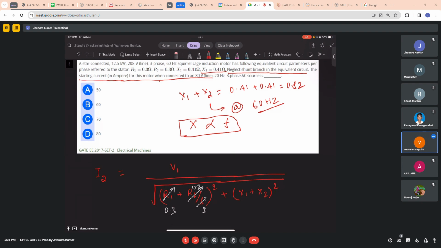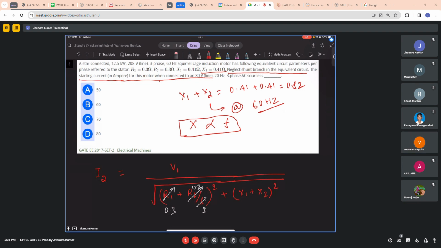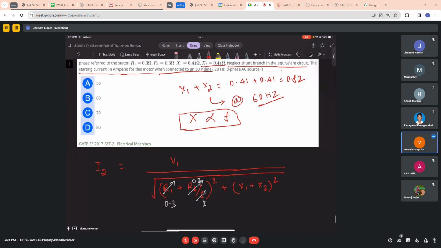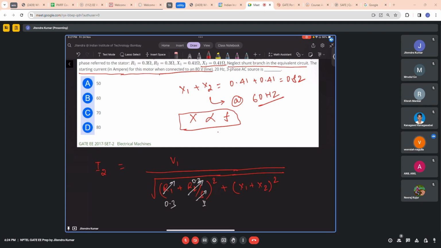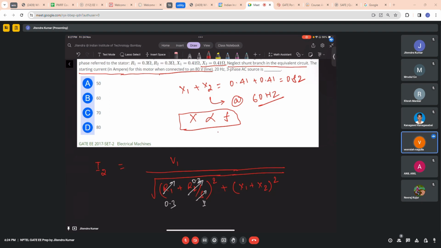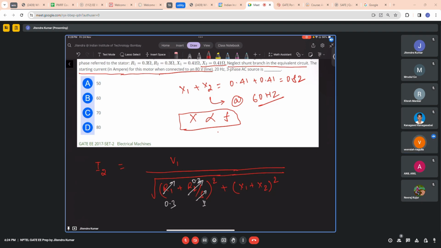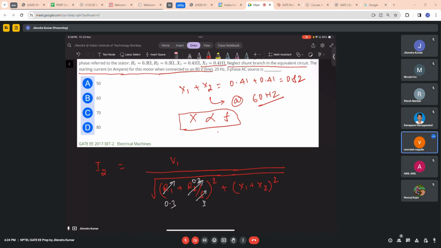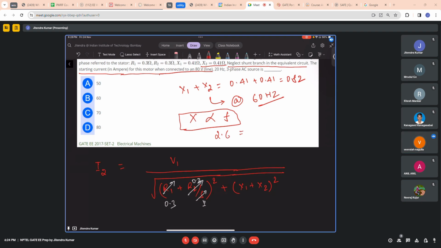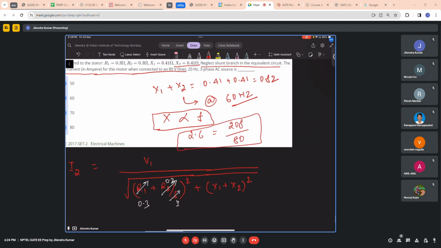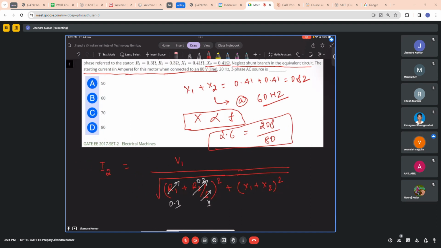Okay. So now, by how many times has the voltage been reduced? 208 by 80, right? Sir, 2.6 times. 2.6 times is equal to 208 by 80. However, the frequency is reduced by 3 times, as we can see in the problem.